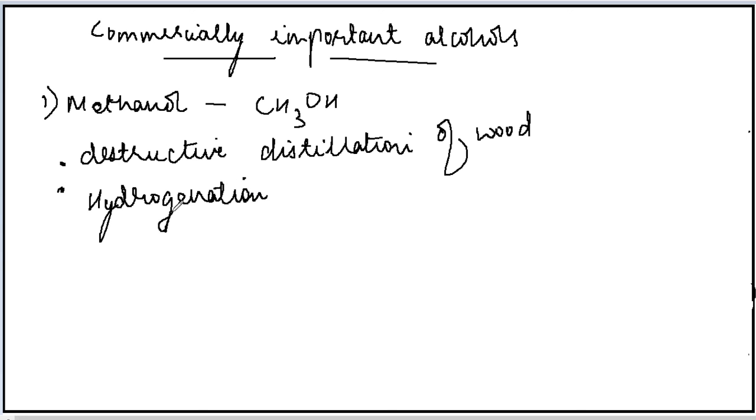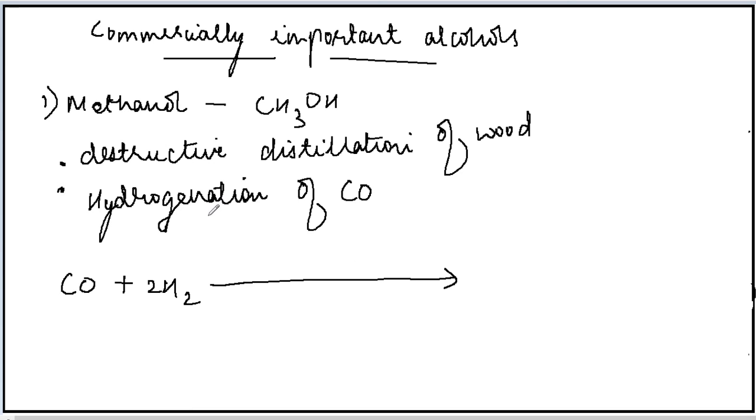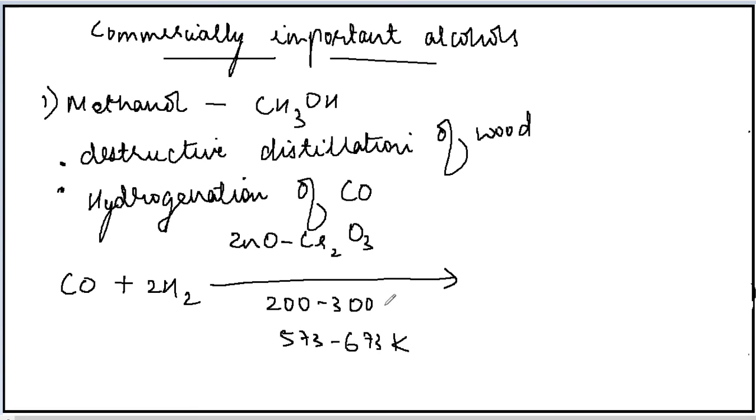So what we do is bring about the hydrogenation of carbon monoxide. Just look at the reaction. In the reaction I'll explain what the temperature, pressure, and catalyst will be. This is carbon monoxide, and it undergoes hydrogenation. The reaction takes place in the presence of a catalyst, at a temperature of 573 to 673 Kelvin and 200 to 300 atmospheric pressure. So when this carbon monoxide undergoes hydrogenation, it will give you methanol.